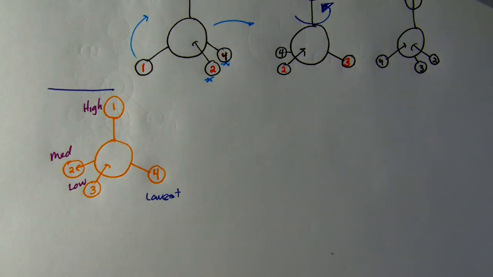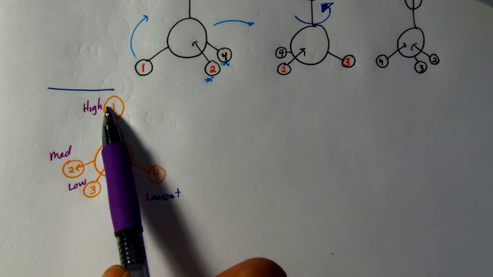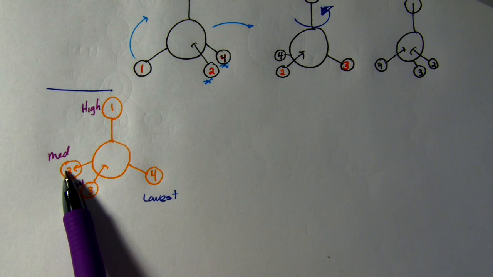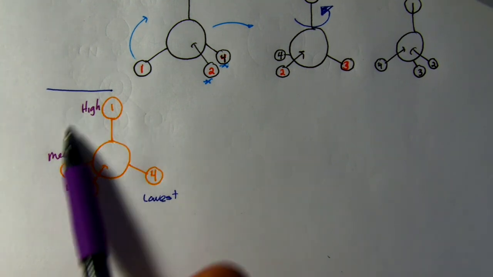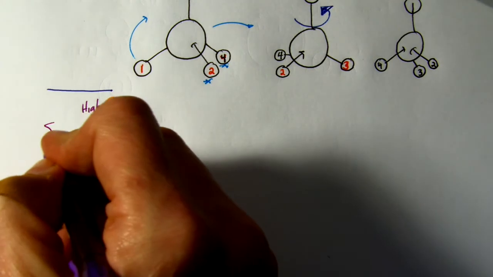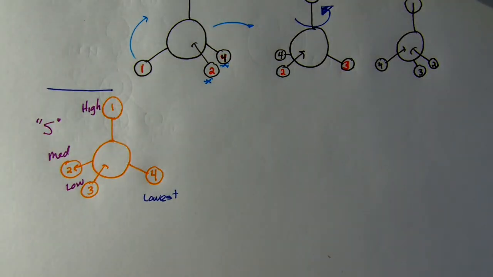Okay? What do we call that? Do we call that an R or S designation? Well, if we can assume that this is the lowest, that this is to the back now, this high goes to medium. And it's probably readily visible to you that this would be an S designation. It goes counterclockwise or it goes to the left. If we need to, though, we could rotate this.